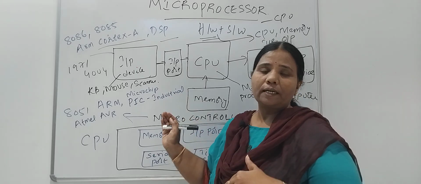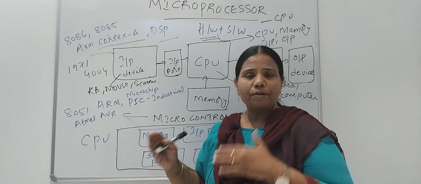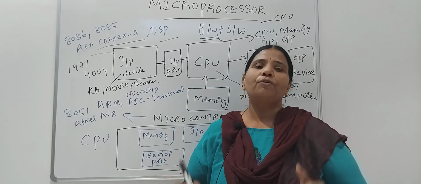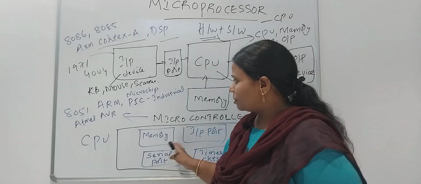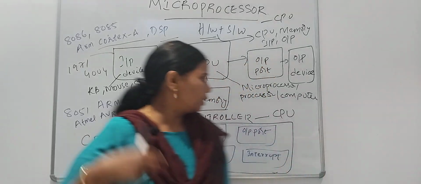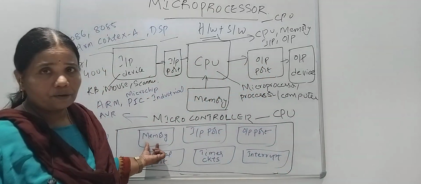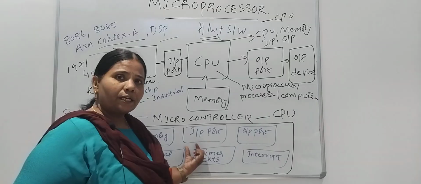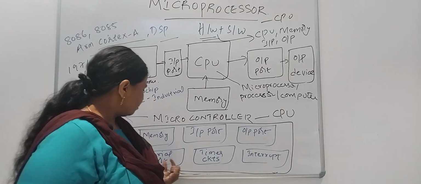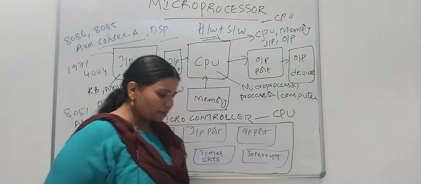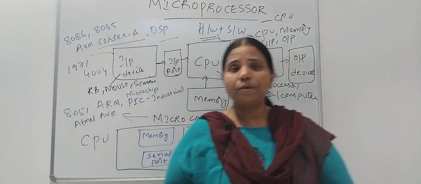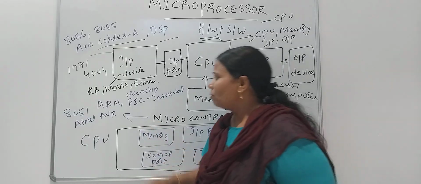When the CPU is connected externally to an input device, output device and memory, that CPU we call a microprocessor. When inside your CPU, that is the central processing unit, you have memory, input port circuit, output port circuit, serial port circuit for serial communication, timer circuits and interrupt circuit, then that CPU can be called a microcontroller.